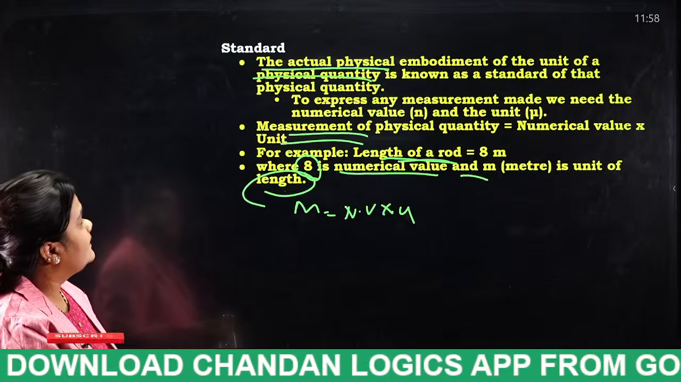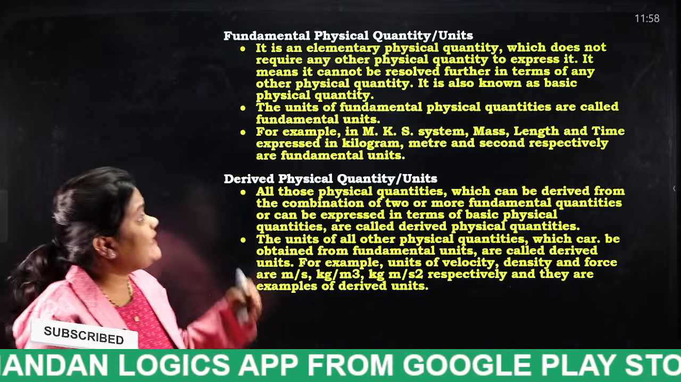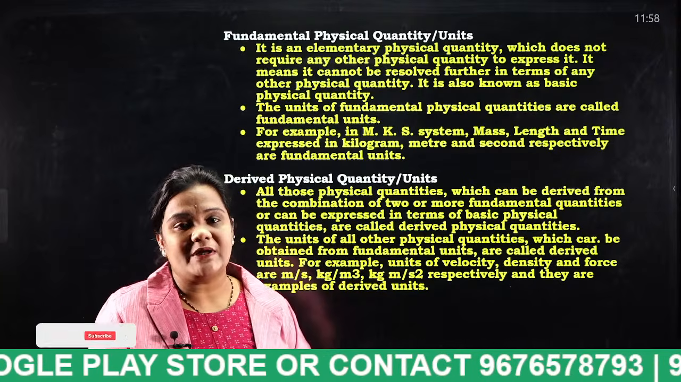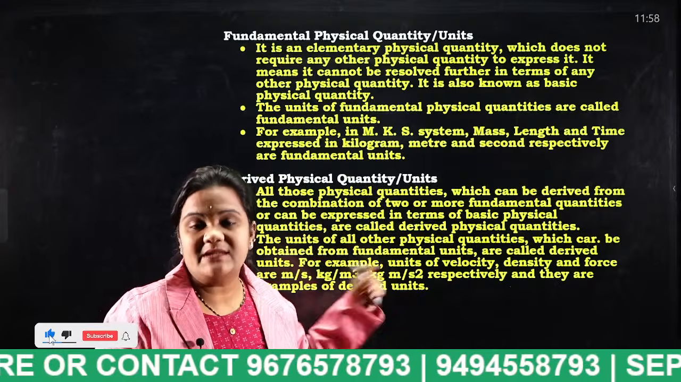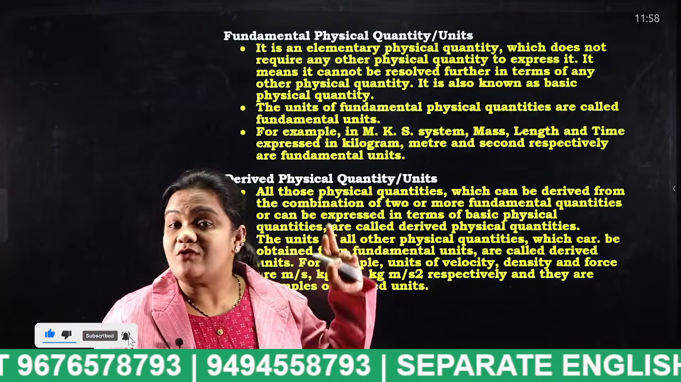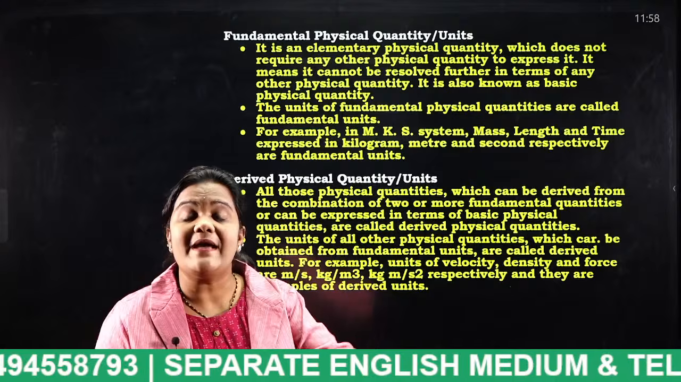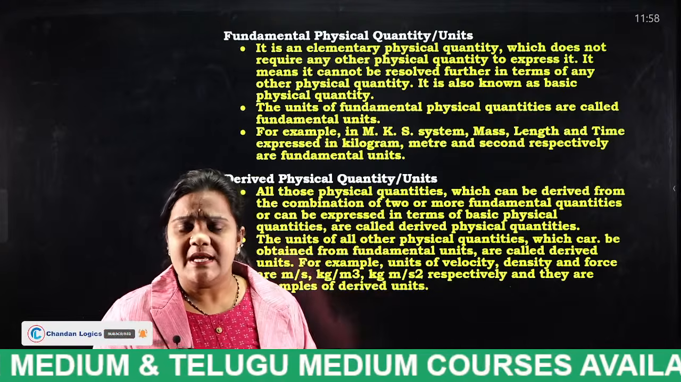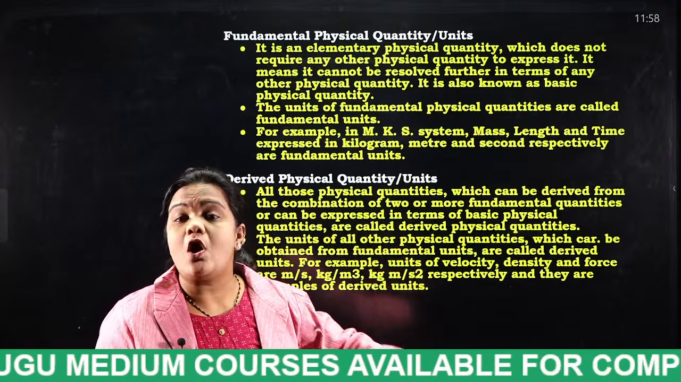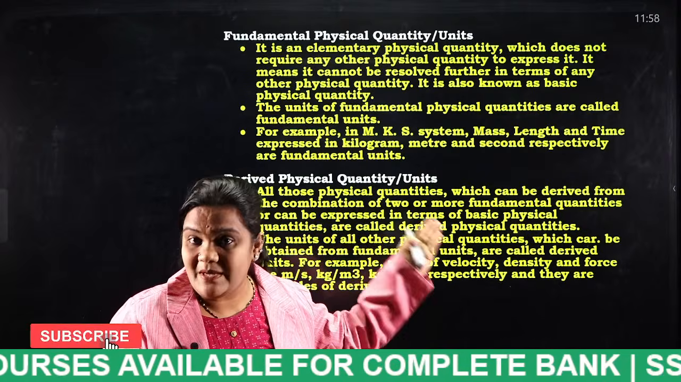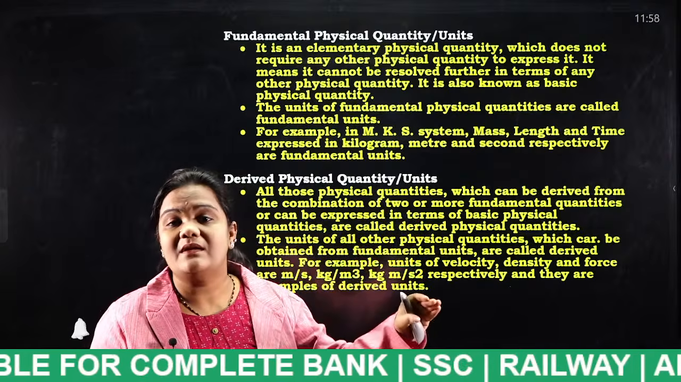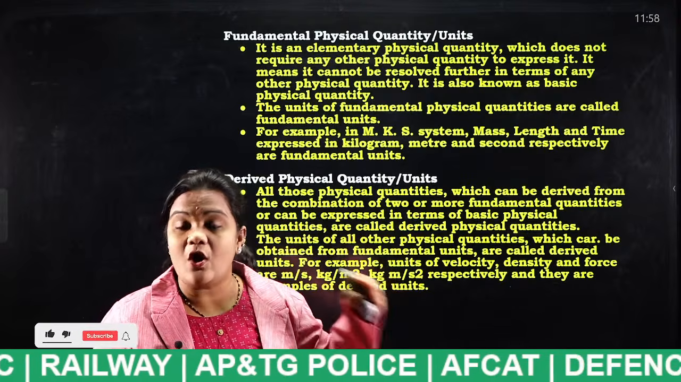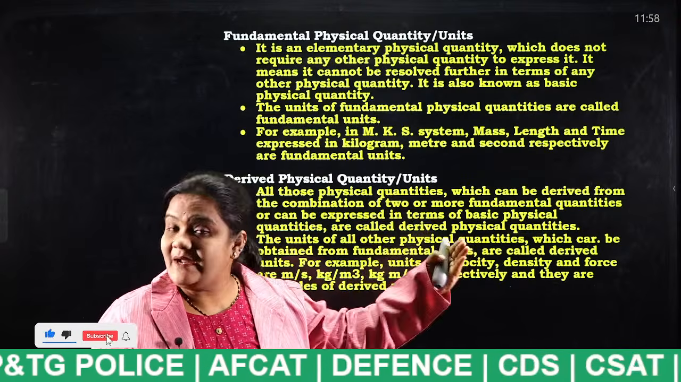Next. So, how many types of physical quantities or units do we have? This is very important. I think everybody has knowledge regarding this. Generally, we have two types of units: fundamental units and derived units. What are these fundamental units? These fundamental units are not derived from any other units. They are set primarily.